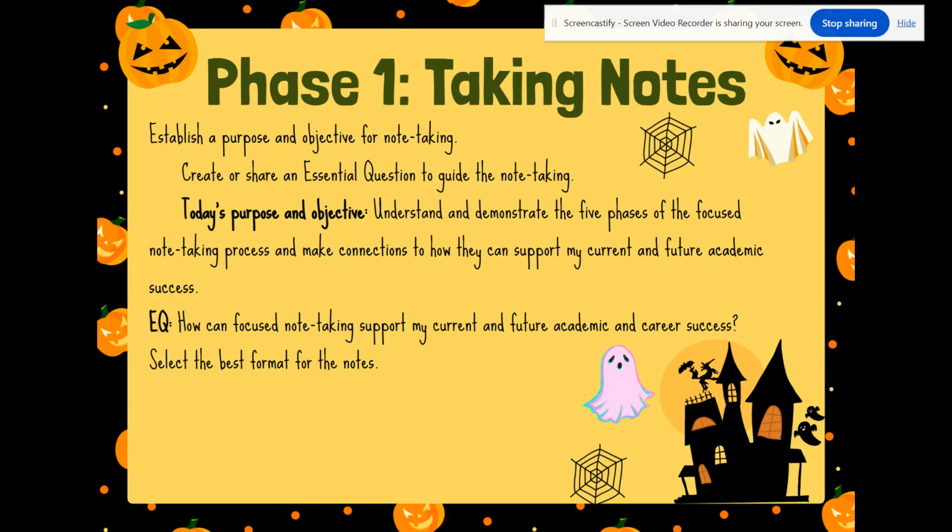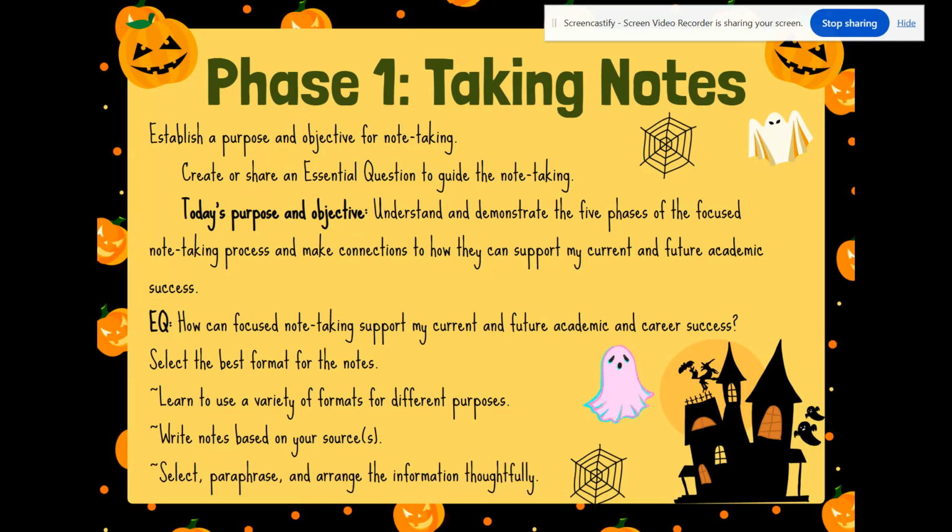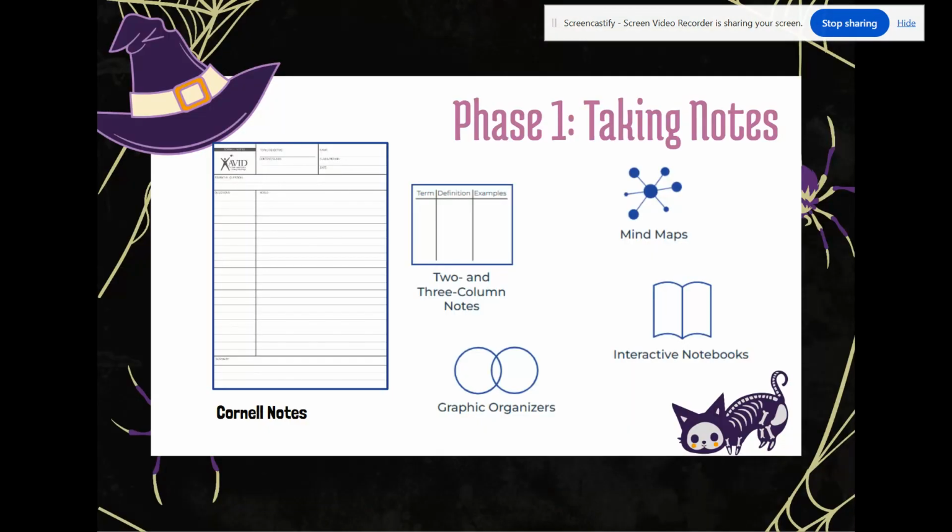Then you're going to select the best format for the notes. We're going to learn how to use a variety of formats for different purposes. And you're going to write notes based on your source or your sources. You're going to select and paraphrase, and arrange the information thoughtfully. So depending on what you're writing notes on is how you're going to organize your notes. Okay? So phase 1 is our note taking.